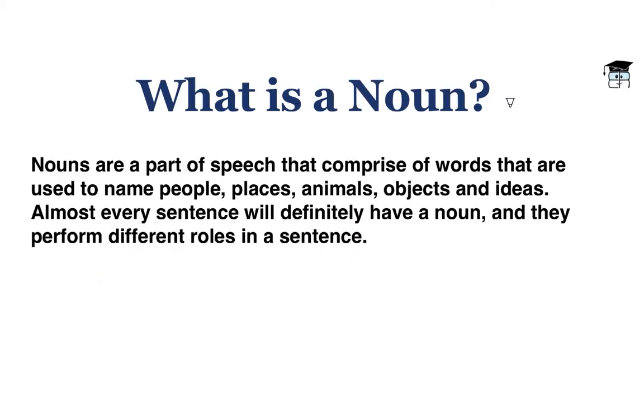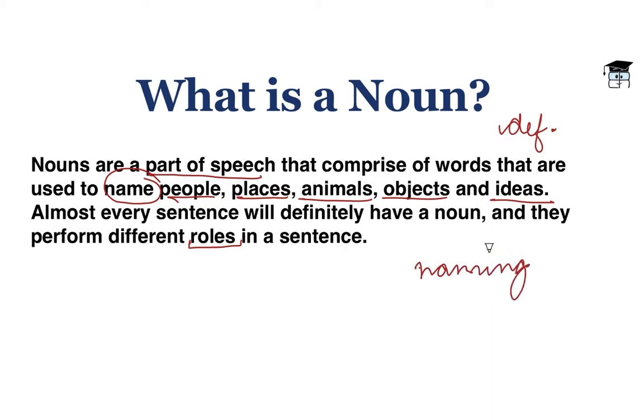Okay, now let us jump on to the definition of nouns. What are nouns? Nouns are parts of speech that comprise of words that are used to name people, places, animals, objects and ideas. Almost every sentence will definitely have a noun and they perform different roles in a sentence. Okay, now from this definition it is quite clear that we're talking about naming of these people, places, animals, objects and ideas.